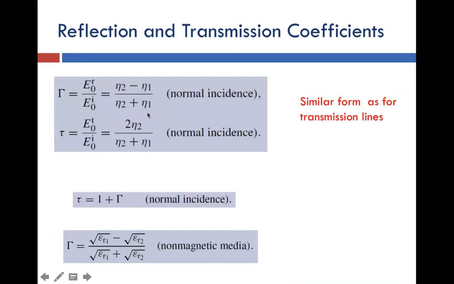So once again, here's normal incidence for reflection and transmission respectively. From this, the transmission is 1 plus gamma, and since we are in non-magnetic media, mu is the same for all of the eta expressions and drops out, as well as epsilon naught being contained in every term. So we can now put gamma in terms of the relative values of epsilon.